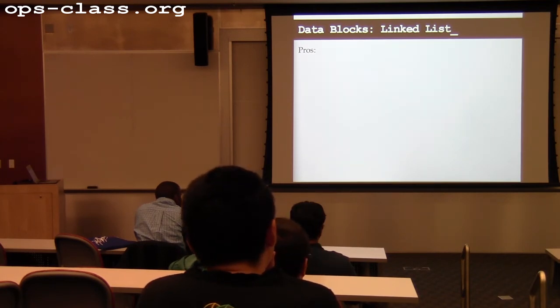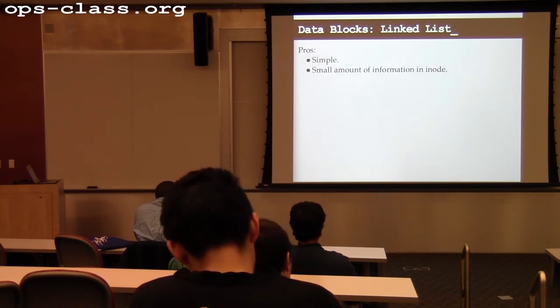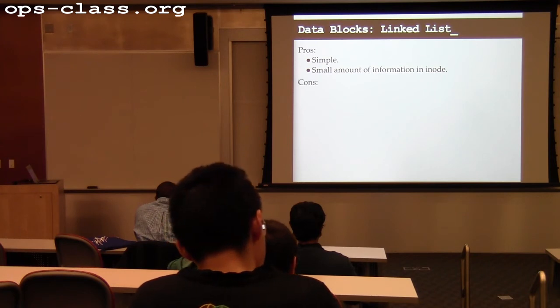Yeah, so there's a small amount of information in each data block, and there's also a small amount of information in the inode, right? All the inode has to contain is the pointer to the next data block. So that's nice. It's also simple, a linked list, with a small amount of information in each node. What's problematic about this, Jen?